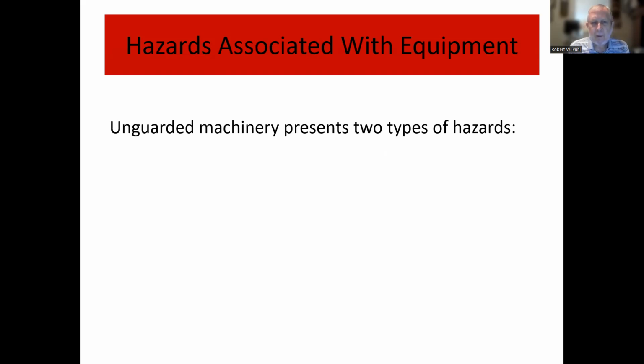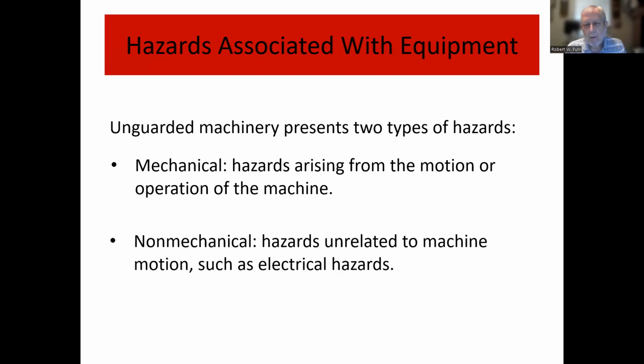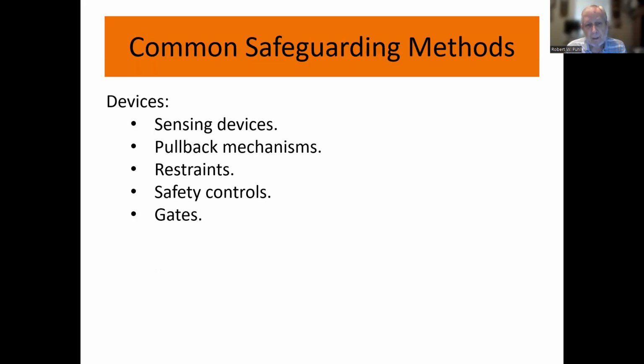So, hazards associated with equipment: unguarded machinery presents basically two types of hazards. Mechanical hazards arising from the motion or operation of the machine, and non-mechanical hazards unrelated to machine motion, such as electrical hazards. So if it's not guarded, you can stick your hand in somewhere and get fried too, not just get your hand chopped off.